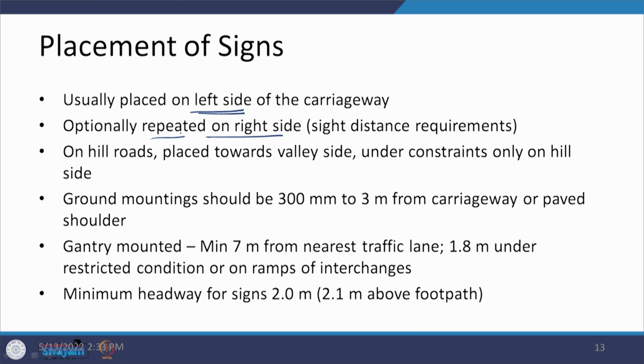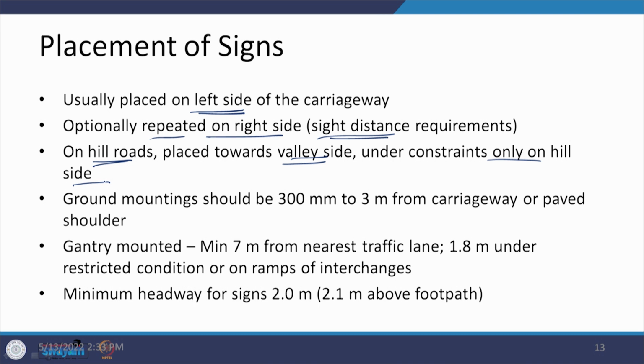So, there are different types of vehicles, and a lot of traffic on a road, and there is a wide system, a 3-lane, 4-lane system in one direction. In that case, the side distances are going to be obstructed, and therefore there may be a requirement to provide these signs on the right hand side too. On hill roads, they are to be provided on the valley side, but if there are certain constraints, then we can go towards the hillside. So, that is another thing.